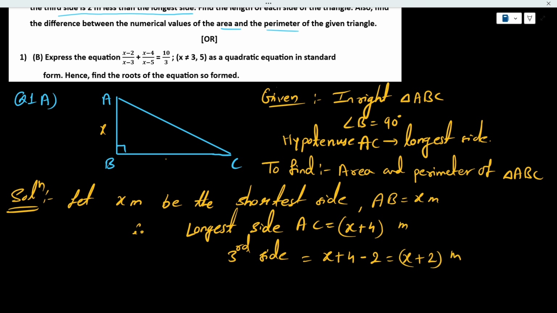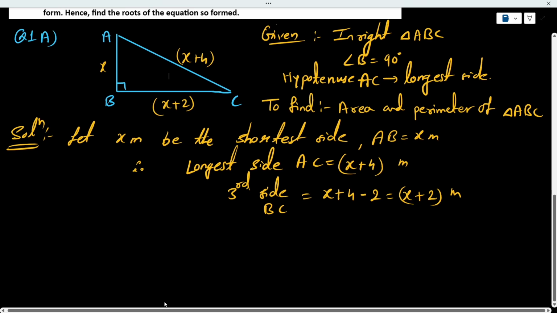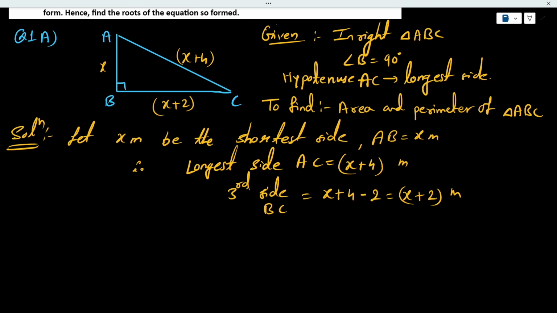So in your right triangle, you can mention here this is the length of the third side. It is BC. So BC length is x plus 2, right? And AC length is here x plus 4. Now, how are we going to take it here? There is no other condition given. So you know that this is a right triangle. In a right triangle, I can use Pythagoras theorem.